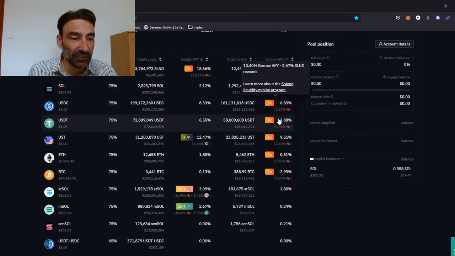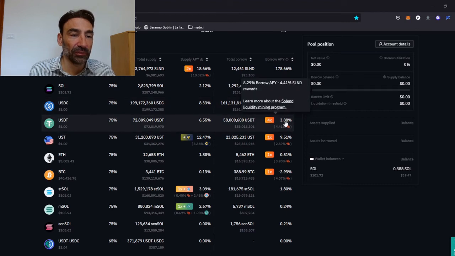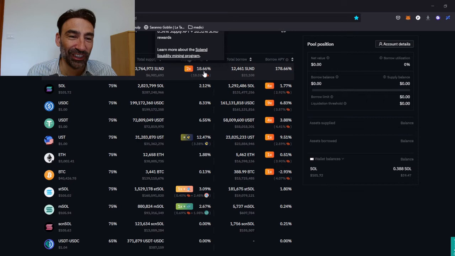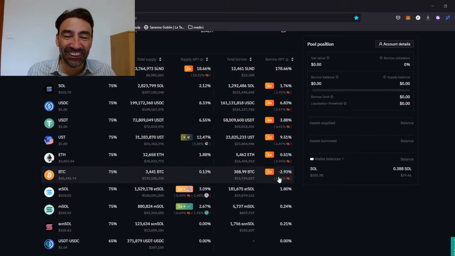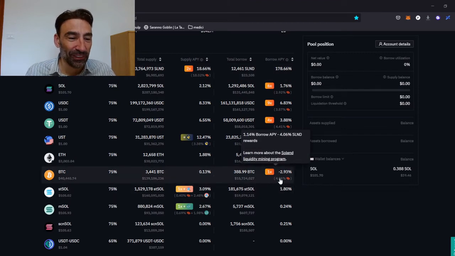8.29 in Tether, but they give you an extra bonus of 4.41 in Solend, which is their own currency, which you will not dump easily, you will supply here because it gives you 18.66 of interest. Don't try to borrow Solend because you will be killed. It's very interesting that if you borrow Bitcoin, you have to pay 1.14 as a borrow APY, annual percentage yield. But you receive 4.06 in Solend reward, so you basically receive almost 3% as a bonus.